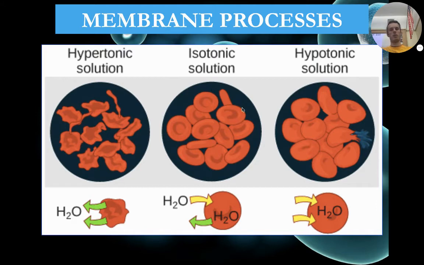In isotonic solution, there is still movement into and out of the cell, but now it's balanced. Rather than a net movement into the cell or net movement out of the cell, there is still movement in and out of the cell. However, it's balanced. So over time, the cell is not going to change in size.